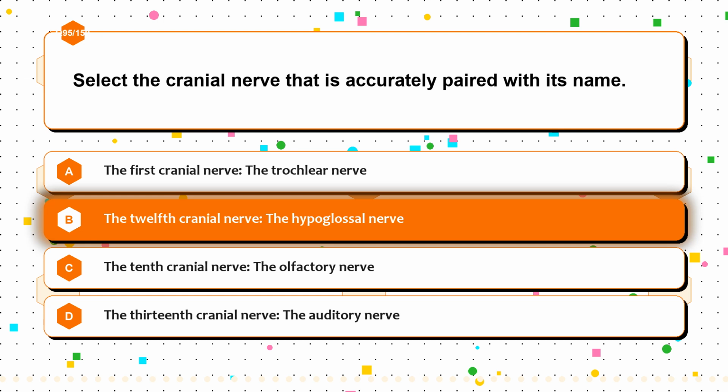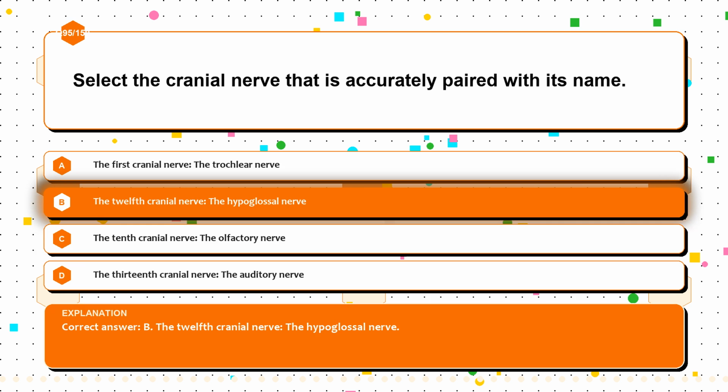The correct answer is option B, the 12th cranial nerve, the hypoglossal nerve.